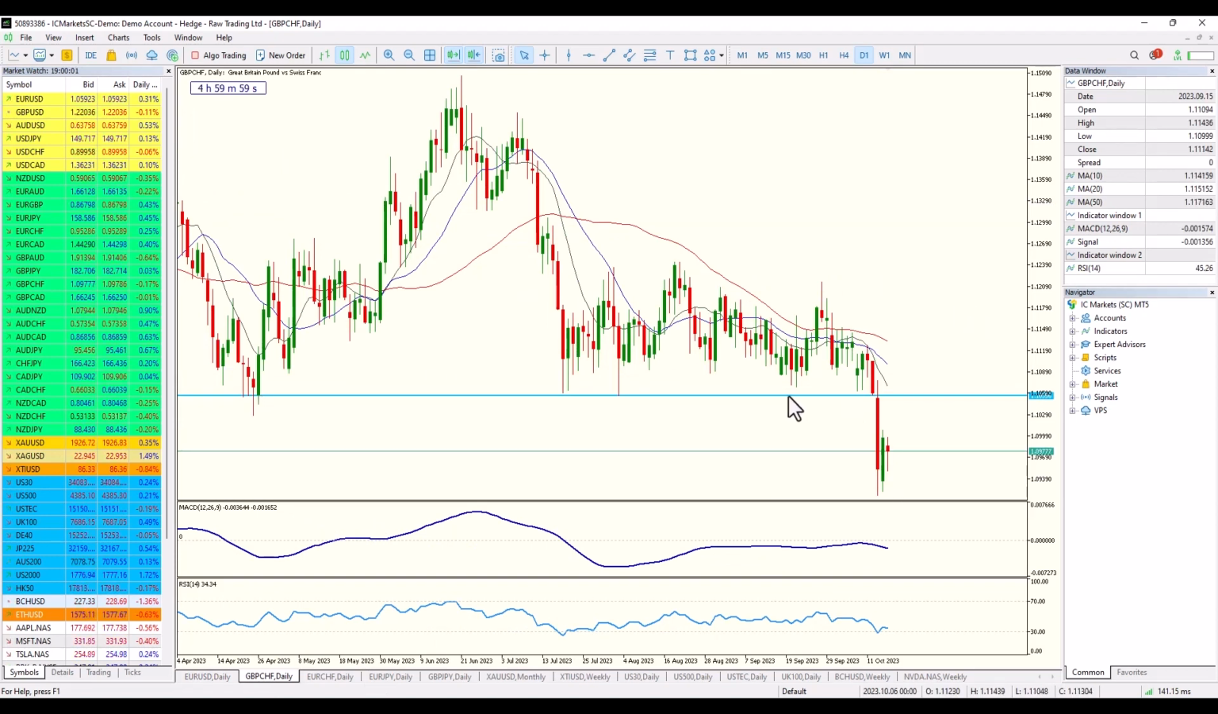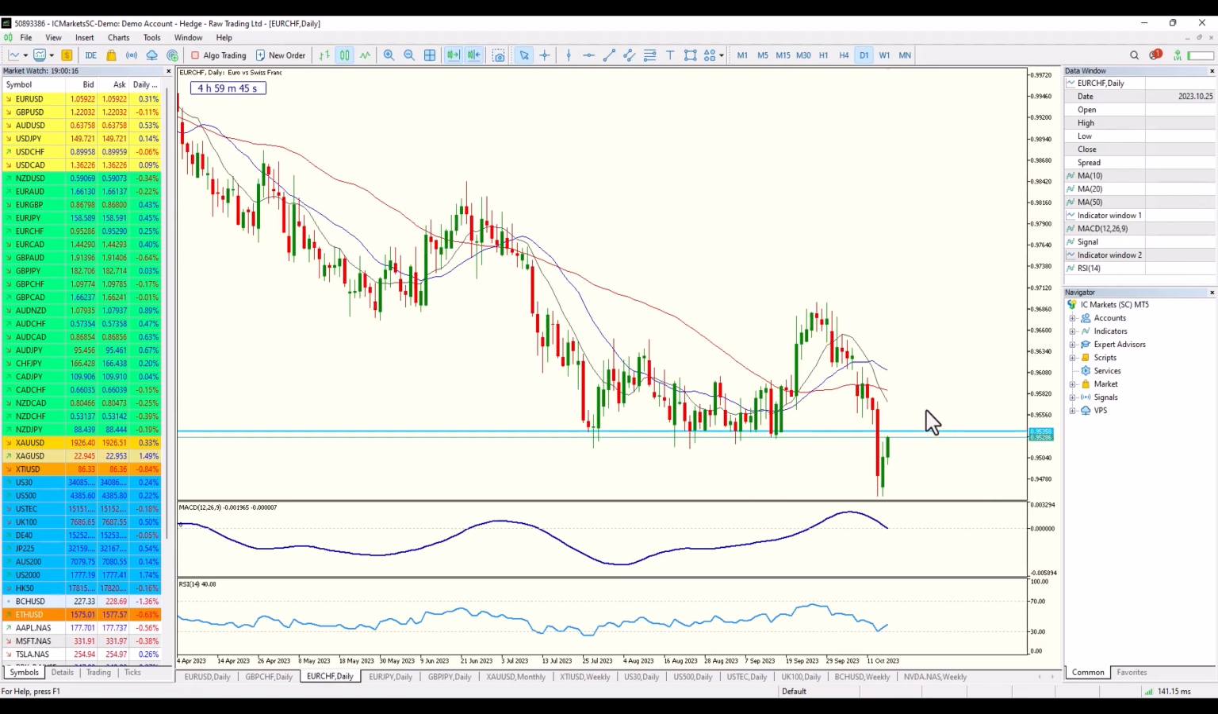For example, here, pound Swissy on the daily has broken through this level of support and is coming back up to test the resistance. This might provide some potential shorting opportunities should this trend continue to the downside. Okay, then have a look at Euro Swissy. Similar, except here's the difference.